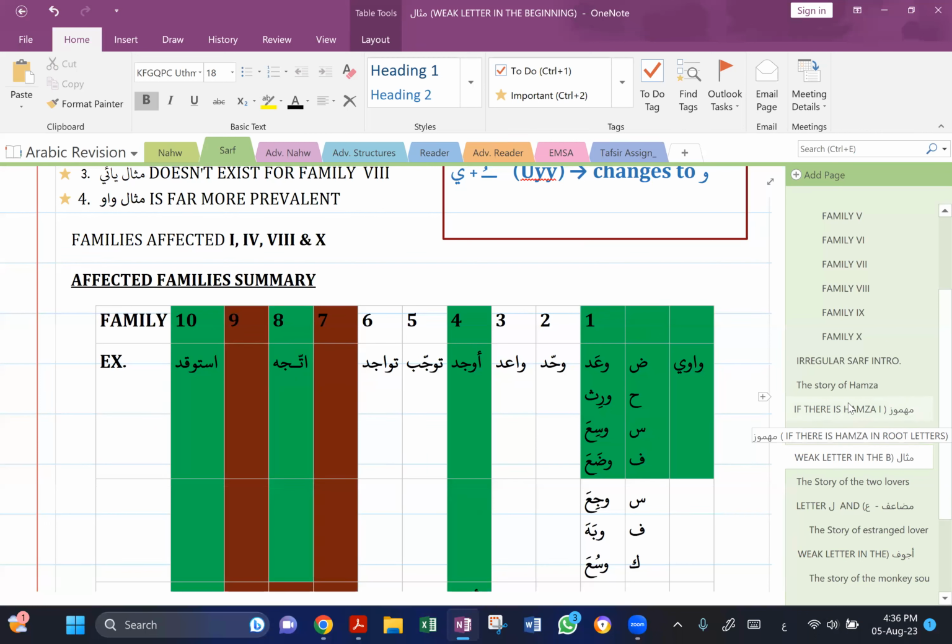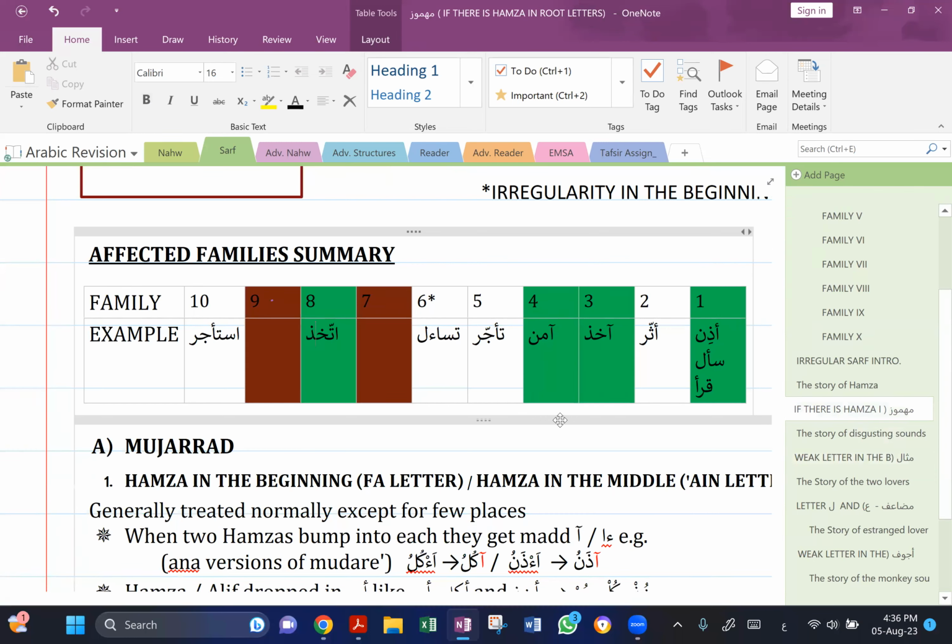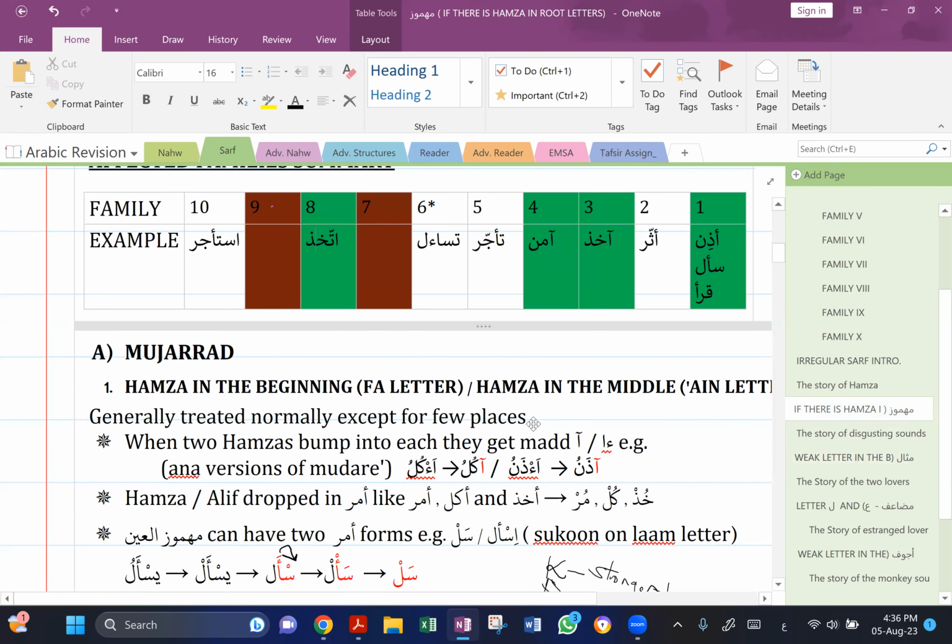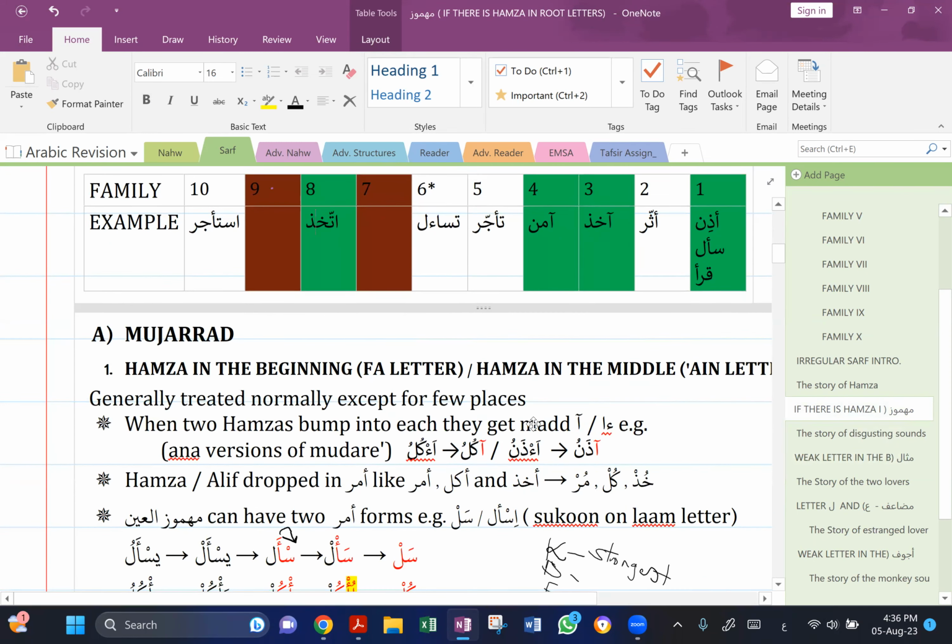So you don't have to really memorize. Just memorize the basic sarf, and you'll be good. Just know where the irregularities happen, and that's about it. When you know where the irregularity is, you just fix that. You don't need to fix the whole thing. Just know where to fix.